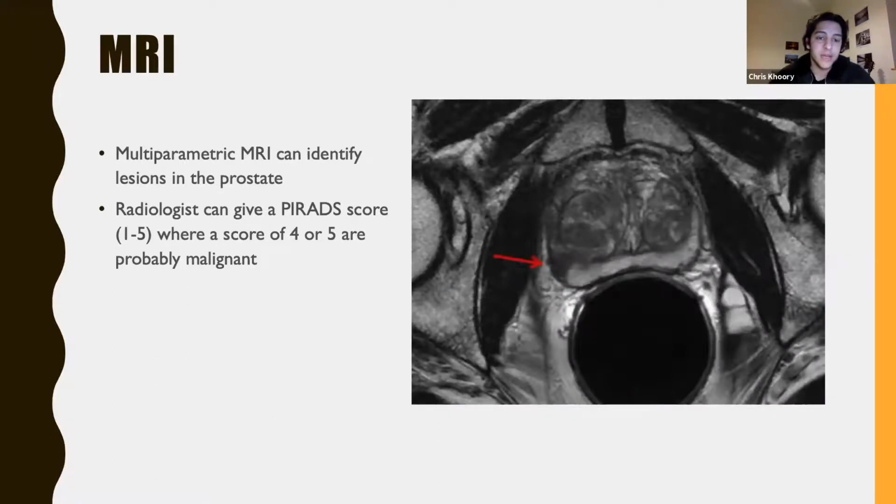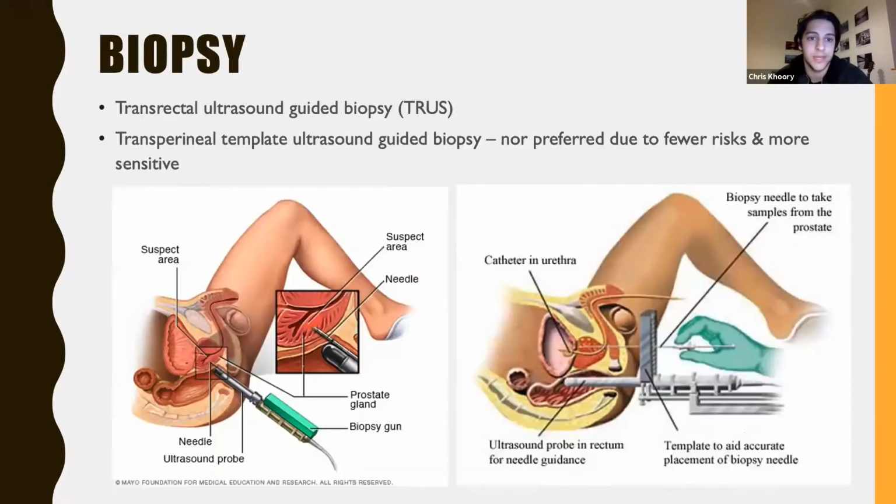MRI would be the next stage in investigation. So multiparametric MRI can identify lesions in the prostate, and you can see shown on the arrow there a diffuse lesion. Then the radiologist can give something called a PIRAD score from 1 to 5, and a score of 4 or 5 is probably malignant, 1 and 2 less likely. And then select patients will then go on to have a biopsy.